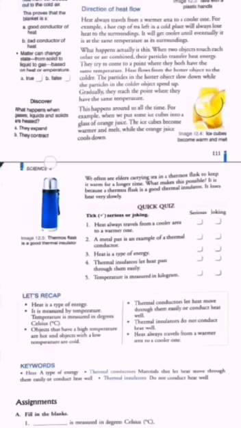So this happens around us all the time. For example, when you put an ice cube into a glass of orange juice, the ice cube becomes warmer and melts while the orange juice will cool down. So this is how the direction of heat flow takes place.